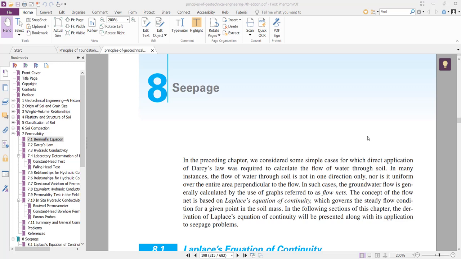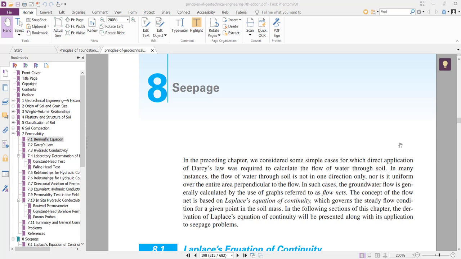Now we will talk about seepage. Seepage in general, as I said, is the ability of the soil to pass the water from one point to another point, and it is controlled by the coefficient of permeability. The main concept of the flow here is based on an equation called the Laplace equation, continuity. This equation is the differential equation that governs the steady flow condition here.